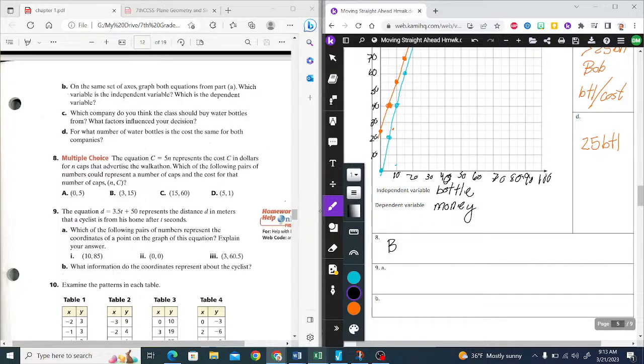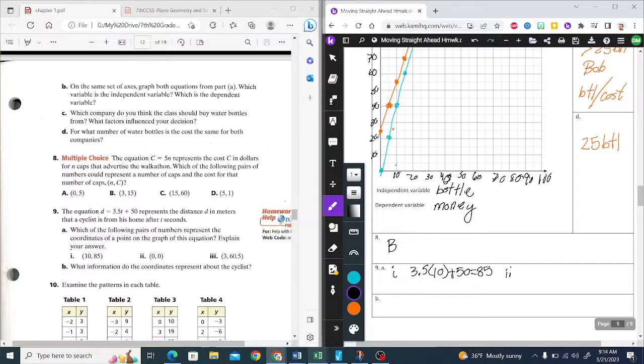Number 9. The equation D equals 3.5T plus 50 represents the distance in meters that a cyclist is from his home after T seconds. Which of the following pairs of numbers represent the coordinates of a point on the graph of this equation? So we take 10 times 3.5 plus 50, that equals 85. So Roman numeral 1 works, because 3.5 times 10 plus 50 equals 85.